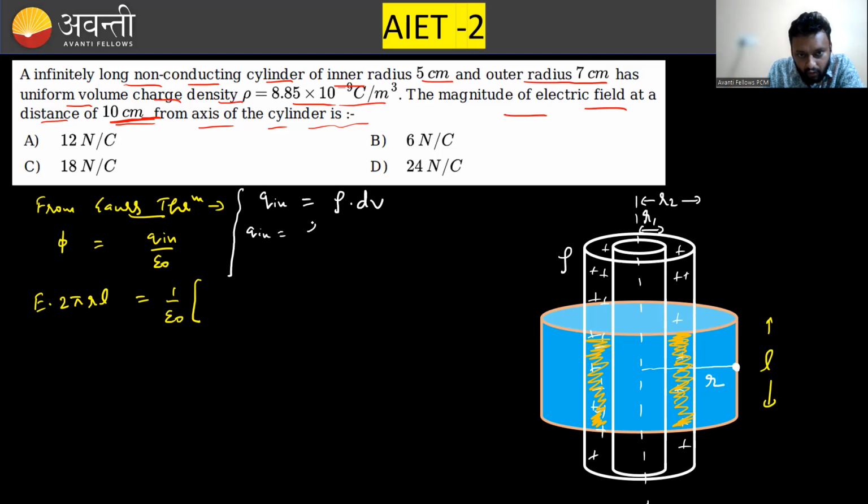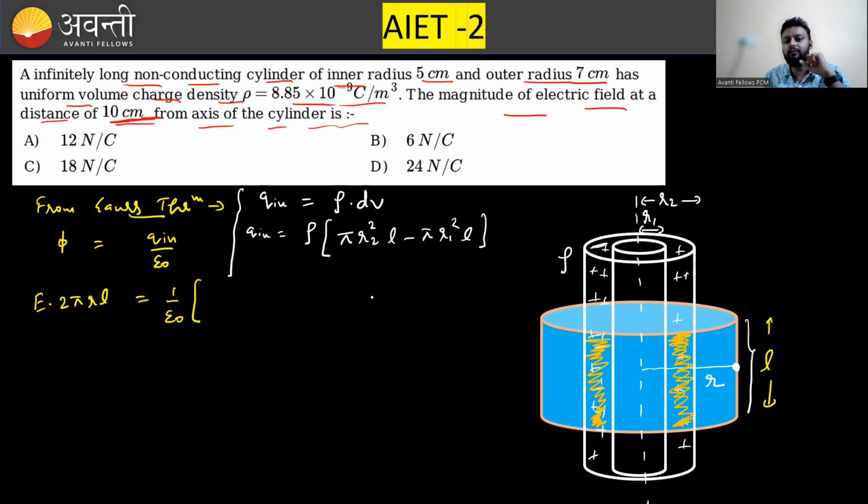Charge inside is equal to rho times the volume. The volume of a cylindrical body is pi r square h, but the inside part is hollow. So I will calculate the volume of the outer cylinder and subtract the volume of the inner cylinder. Because the length is infinite, what length should I consider? The length of the Gaussian surface, which is L. So this is pi R2 square L minus pi R1 square L. This is the desired volume.